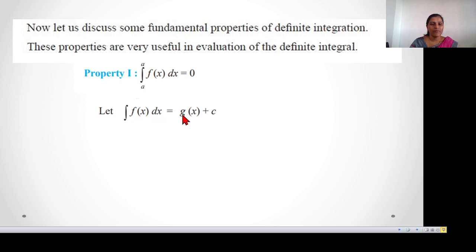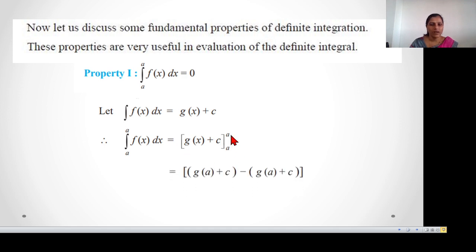Let the integral of f of x dx be equal to g of x plus c. Then after getting the integral of this term, we will apply the limits which are given to us, that is a to a. So after putting in the upper limit, we have this term, minus the term we get when we put in the lower limit. By observing, these two terms are of plus-minus type: g of a minus g of a, plus c minus c. So the answer will be 0. Thus our first property gets verified.